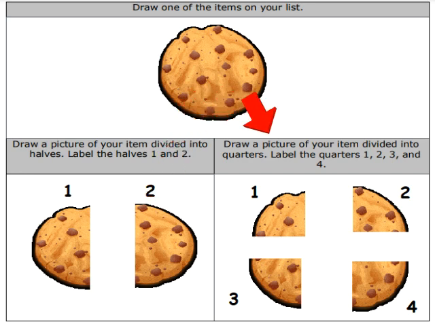This one says draw a picture of your item divided into quarters. Quarters is a synonym for fourths. So I need 4 pieces of my cookie. Label the quarters 1, 2, 3, and 4. So I have 1/4, 2/4, 3/4, and 4/4. These are all equal in size and it is in 4 parts, so I know that it's divided into fourths.